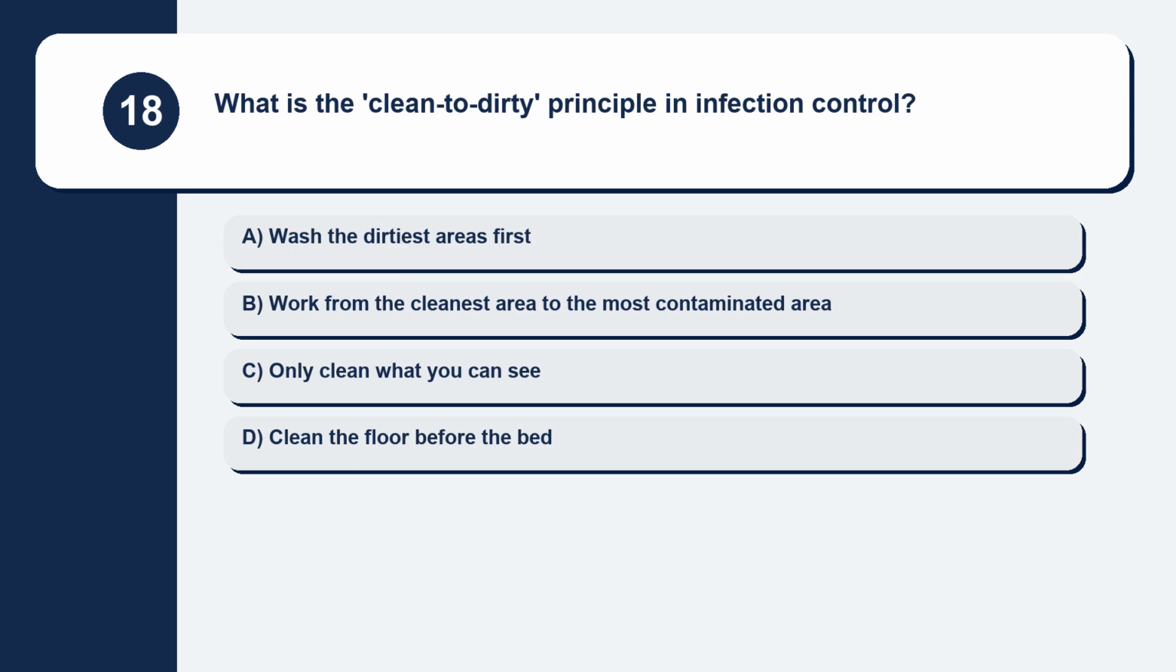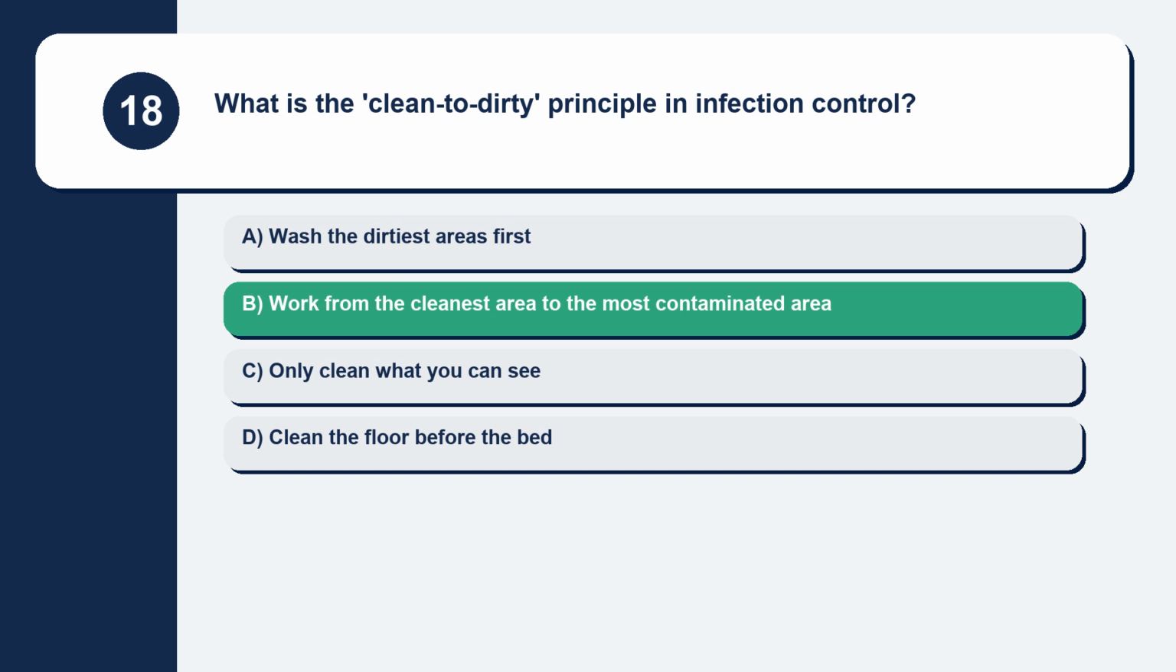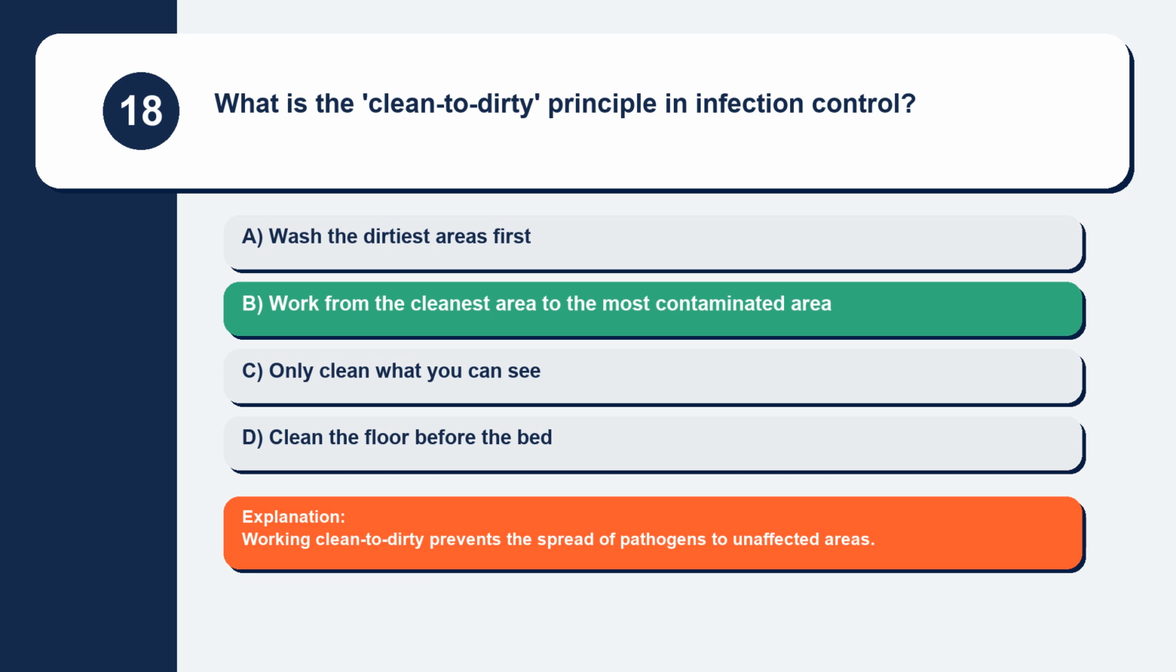Question 18. What is the clean to dirty principle in infection control? Wash the dirtiest areas first. Work from the cleanest area to the most contaminated area. Only clean what you can see. Clean the floor before the bed. Working clean to dirty prevents the spread of pathogens to unaffected areas.